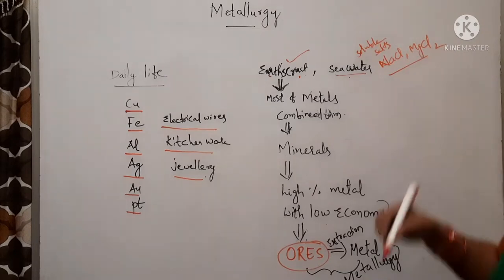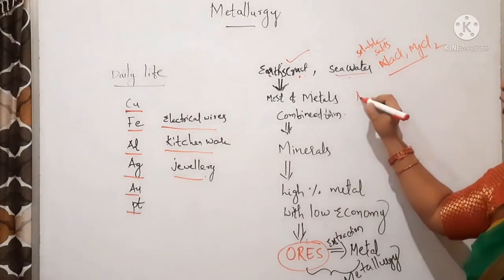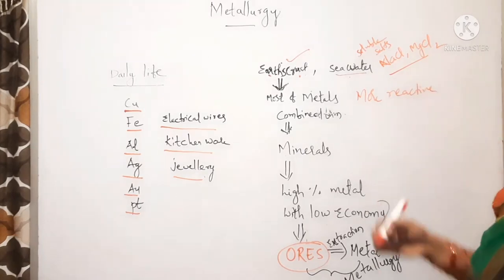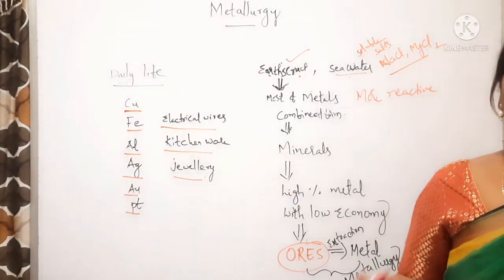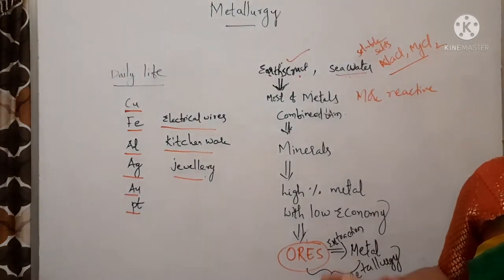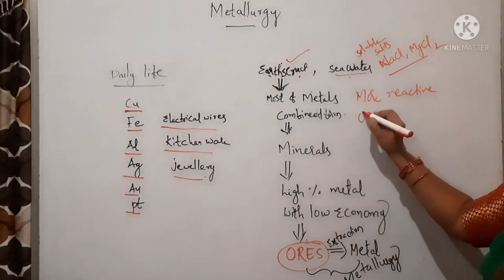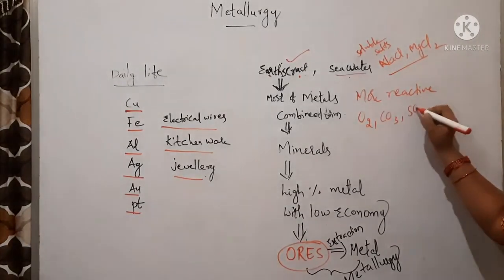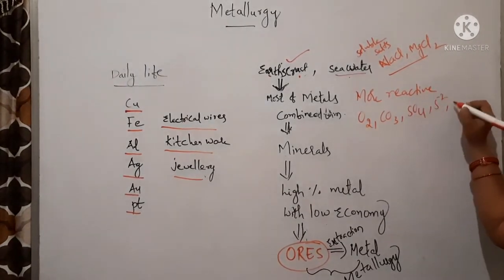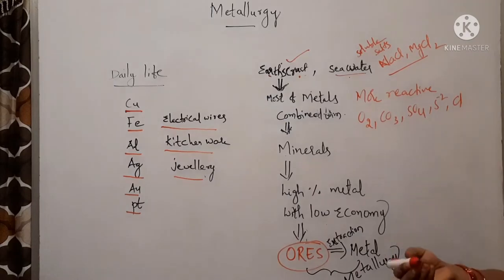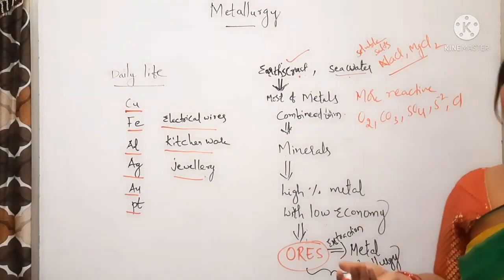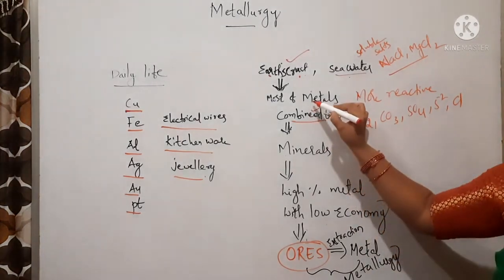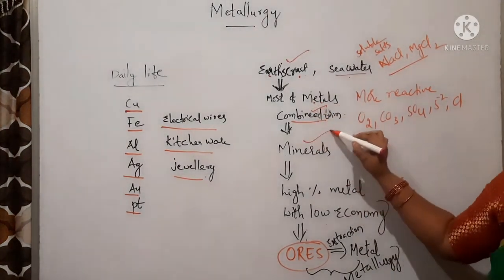Not only these, a few other metals which are more reactive are not available in the native or free state. They react with oxygen present in the air, carbonates, bicarbonates, sulfates, sulfides and chlorides present in the atmosphere and form combined or compound forms. This combined or compound form of most of the metals is called minerals.